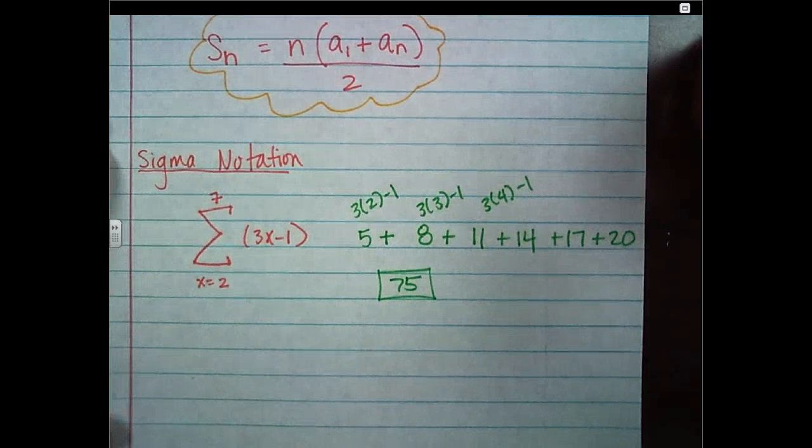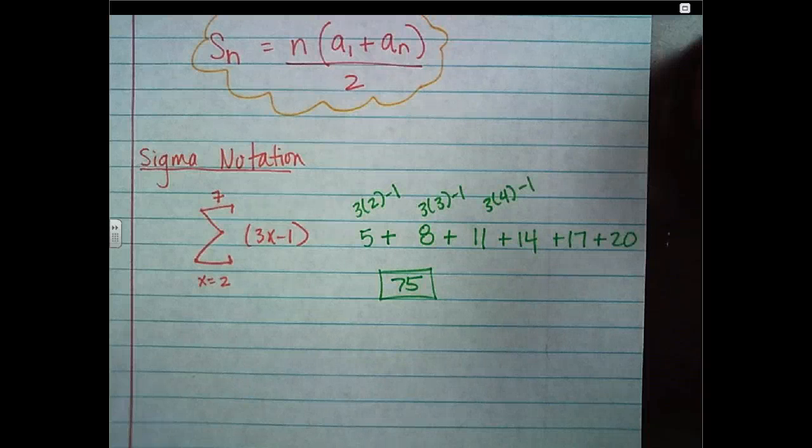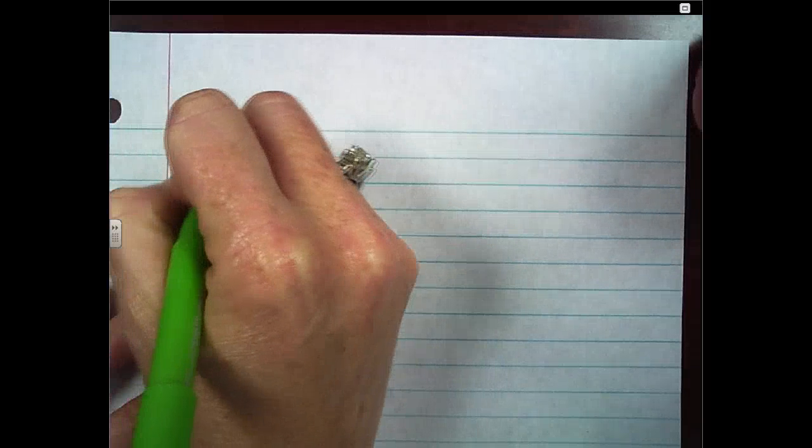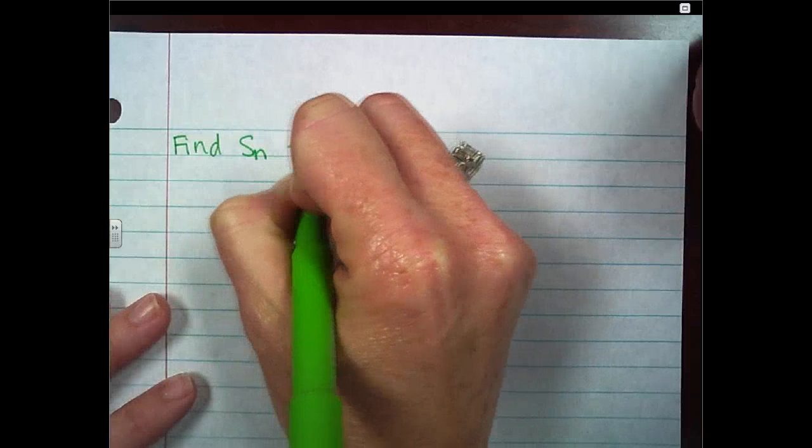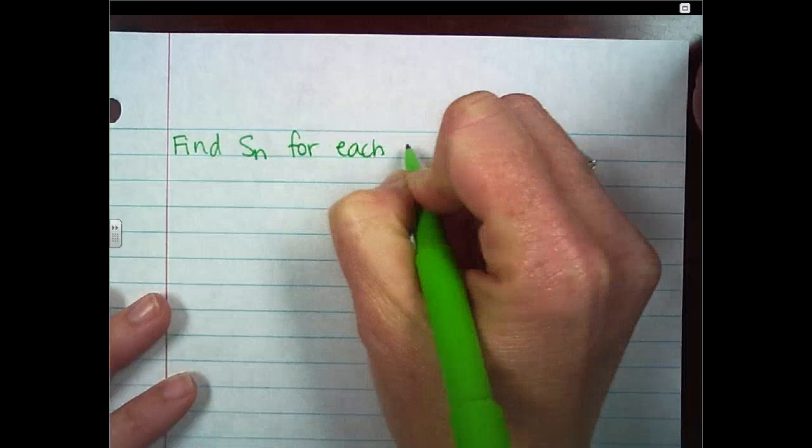Right now, here's another problem. Let's move on. We'll do sigma notation kind of off and on through the whole day today. Find S sub n for each arithmetic series.